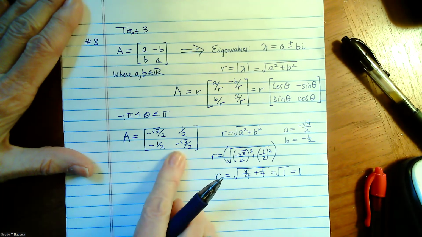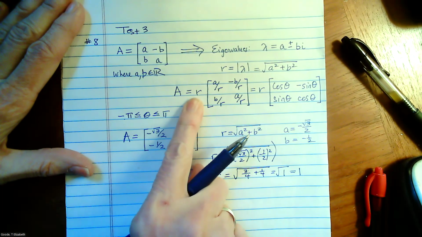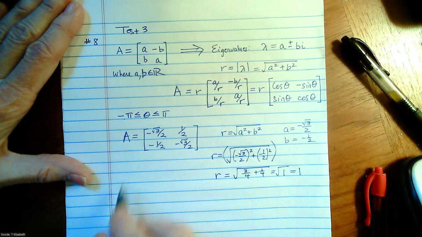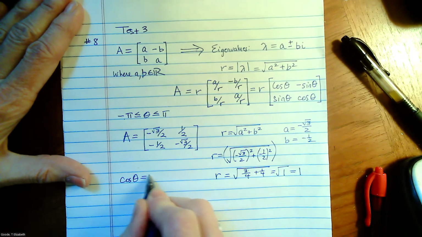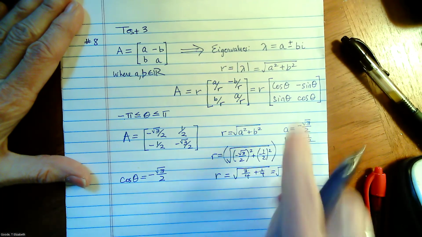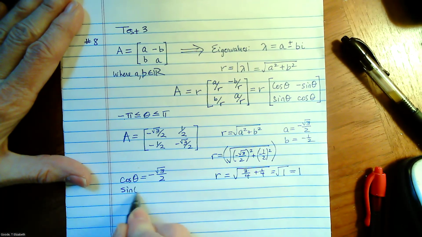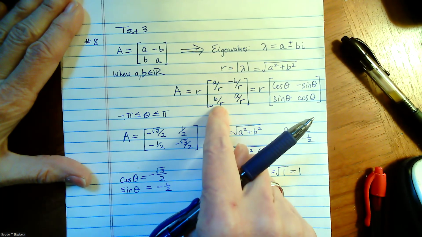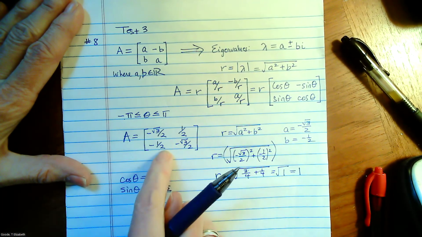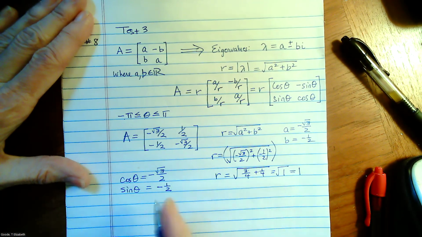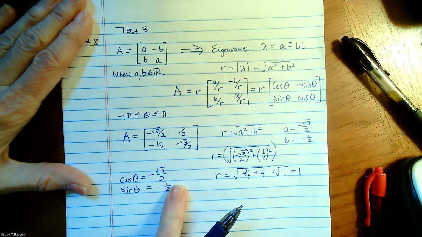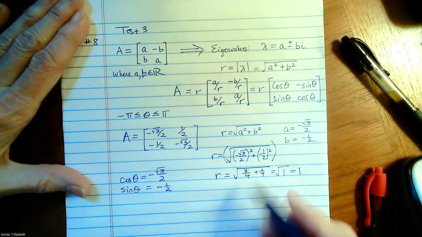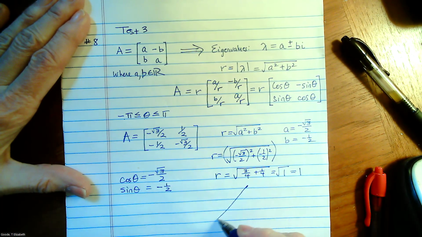So I made this super easy where you don't even really have to pull out the R because it's just a 1. So all we had to realize is that cosine theta has to be negative square root of 3 over 2, and sine theta has to be this value, negative 1/2, because B over R and A over R are just the A and the B that are given, because R was 1. So this is a particular theta that has these values. So you just need to know this triangle.